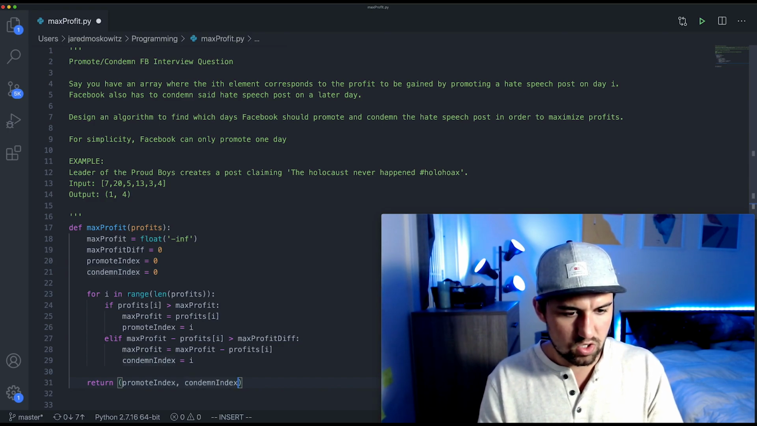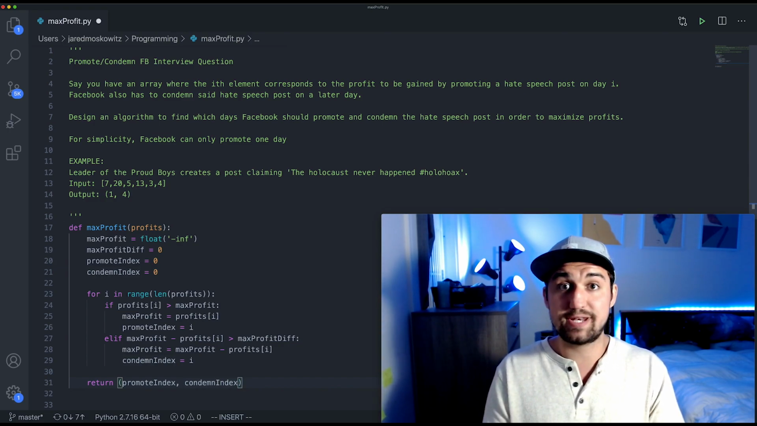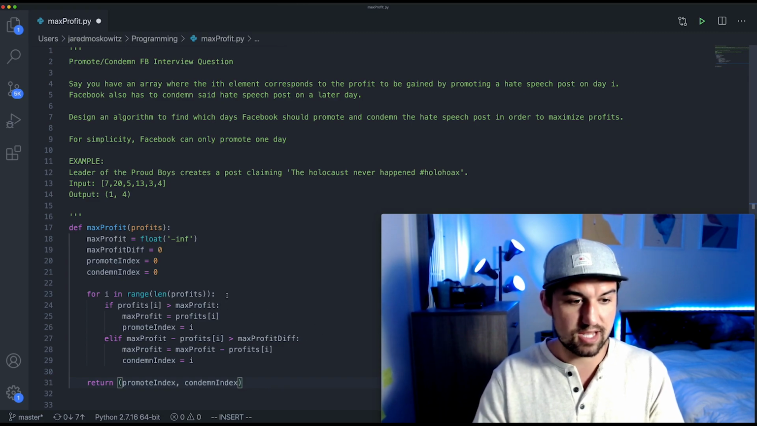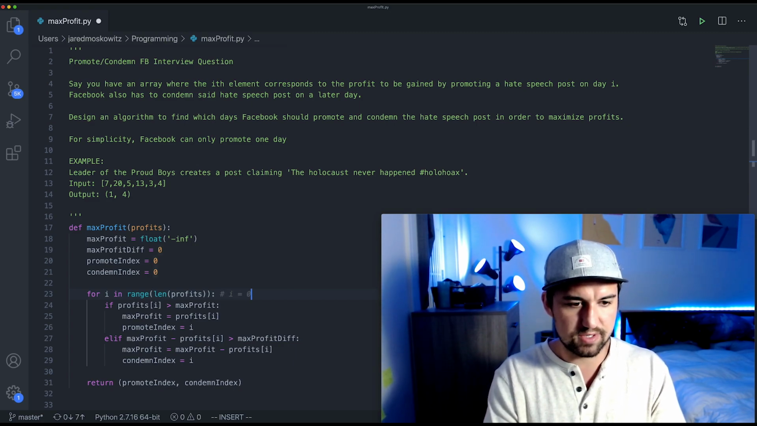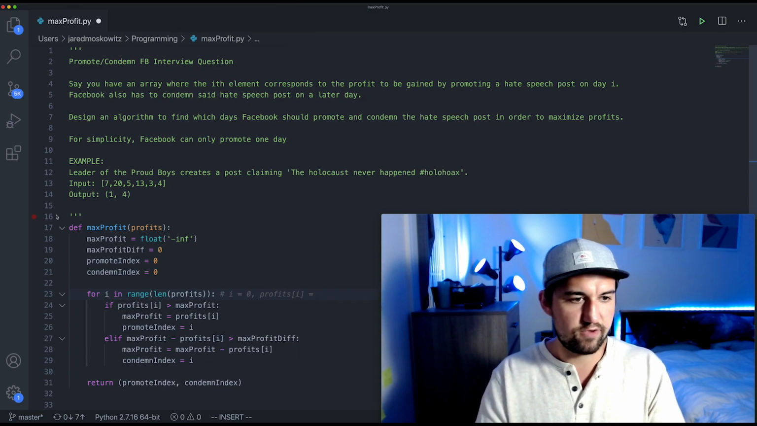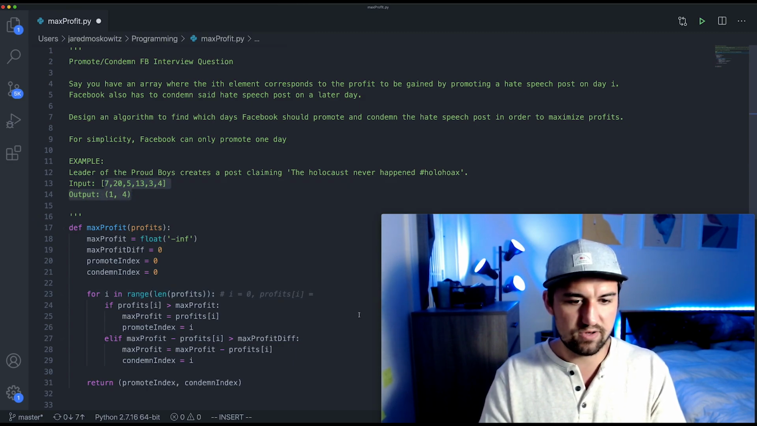Cool. So let's just go through and test this before we actually run it. I think that's how it would go in an actual interview. So this is a cool way I like to test. I just like to comment what the variables are, and I like to go through the loop and change them. So I to start is going to be equal to 0, and then profits at I is going to be equal to, we're going to do it for this input, 7. So it's going to start as a 7.